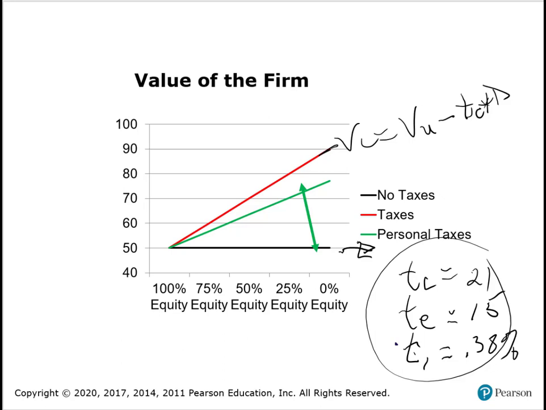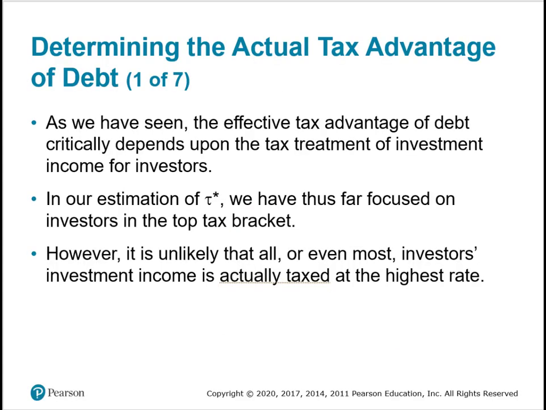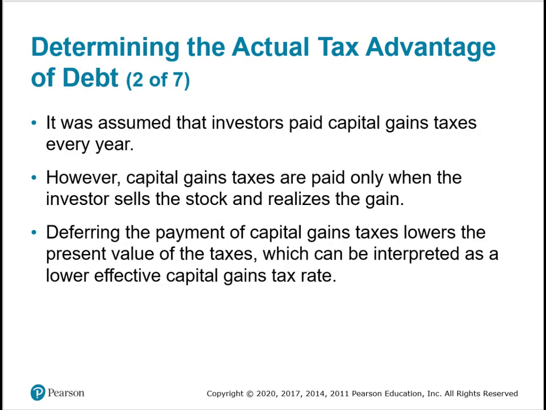Now, of course, depending on the person, their marginal tax rates will change. So we don't know exactly where this is for any one person. So we're looking at what we think this is for the average corporation. So what we want to do is look at this actual tax advantage, right? We figured out here the effective tax advantage, right? However, it's unlikely that all or even most investors, as we said, are actually taxed at the highest rates.